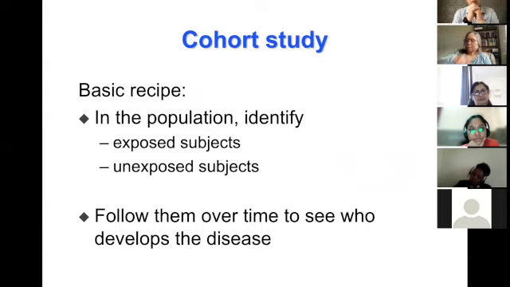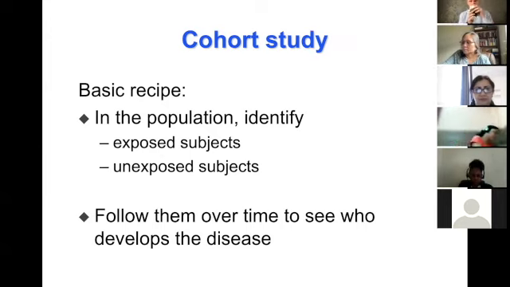So I'm suggesting two different study designs here now. On the one hand, the two most commonly used, or very often used, study designs in epidemiology, one of them is the cohort study. How does it work?